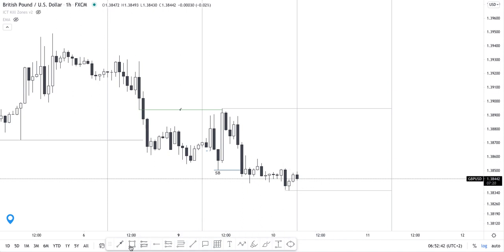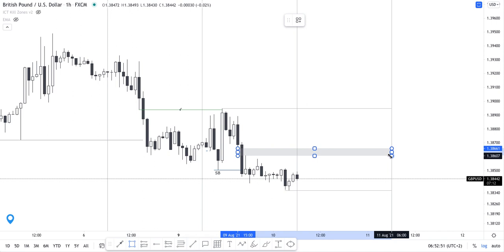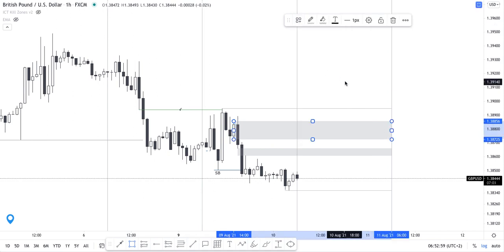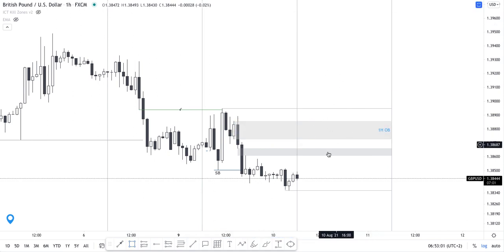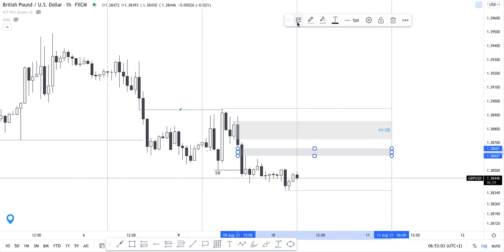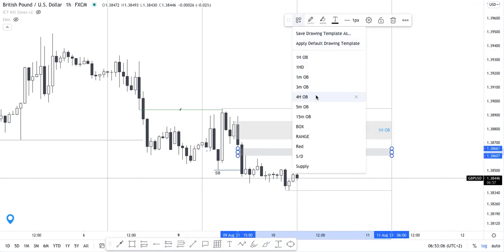Now I need to note where is my next order blocks, liquidity points, and so on. So we have a fair imbalance over here. We have a 1-hour order block over there as well. I'm not sure if I have one for imbalance.